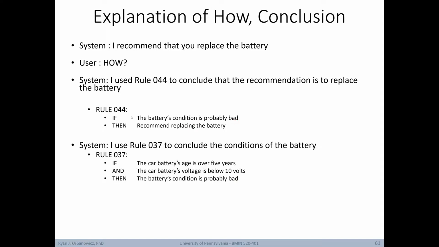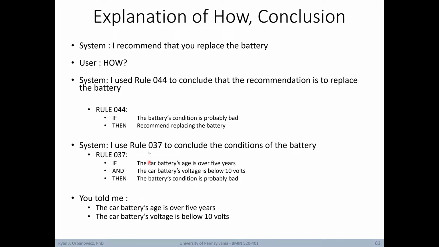The system can give other information about how the condition of this key rule was proven to be true. In this case, it triggered Rule 37 to conclude the condition of the battery, which is the rule's condition here, and the rule's conclusion in this rule. When explaining how, the system will often also give the facts that were provided by the user in order to prove these rules' truthfulness all the way up to the query.